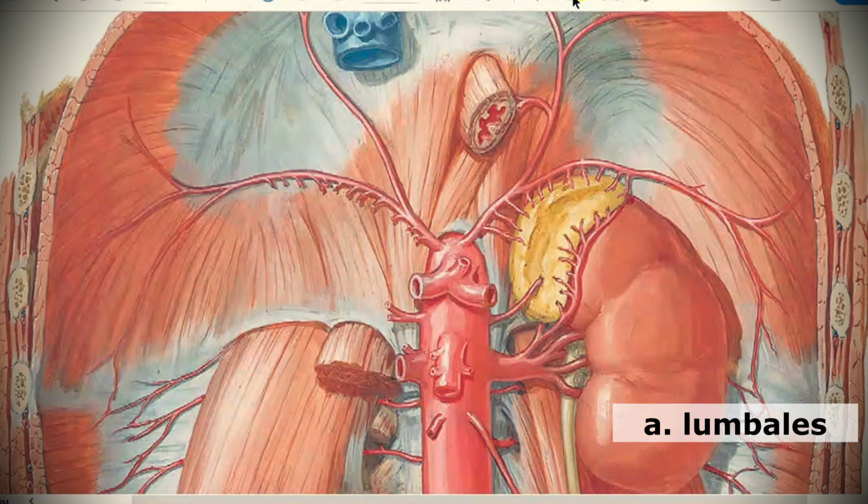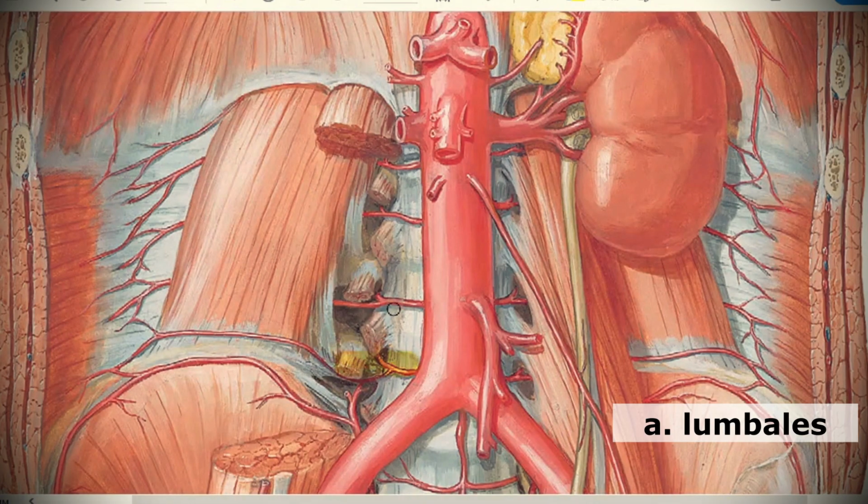Here you have maybe 4 or 5 arteria lumbalis. They are similar to posterior intercostal arteries. They also supply the posterior and lateral wall of your abdominal cavity.